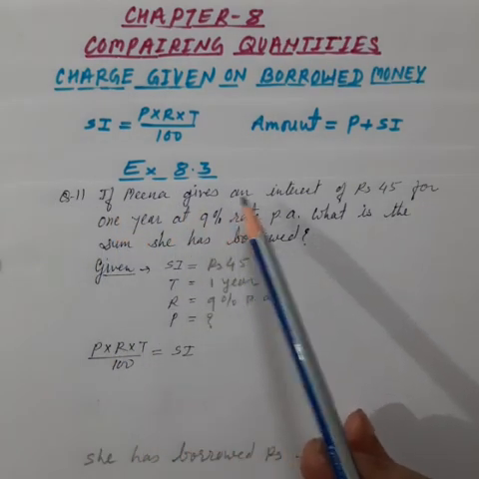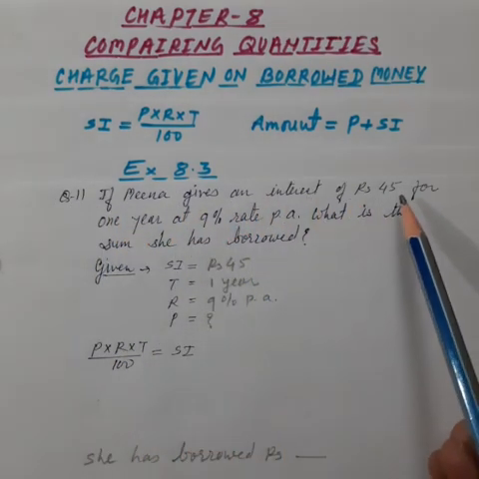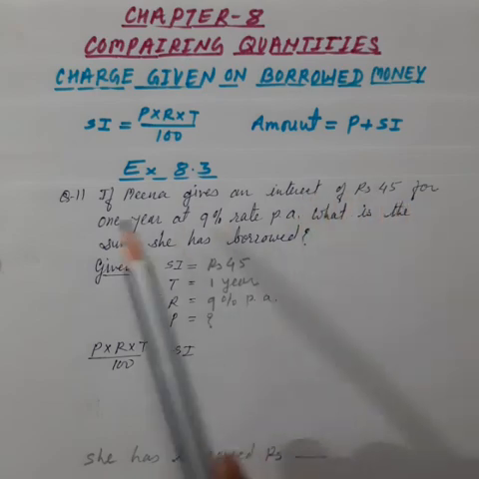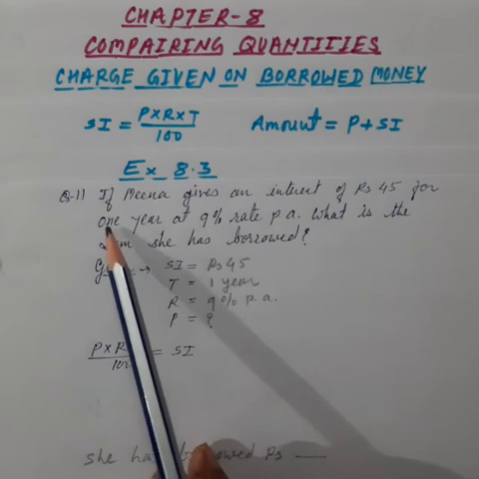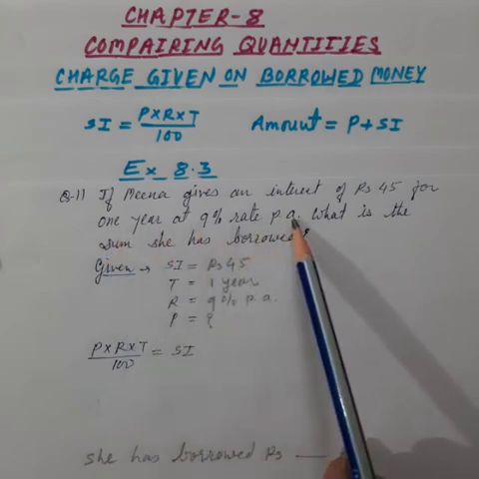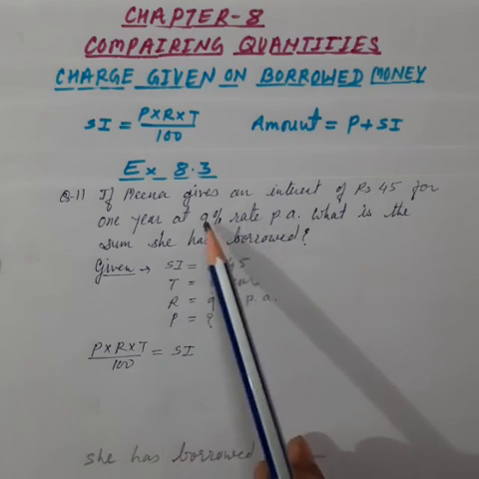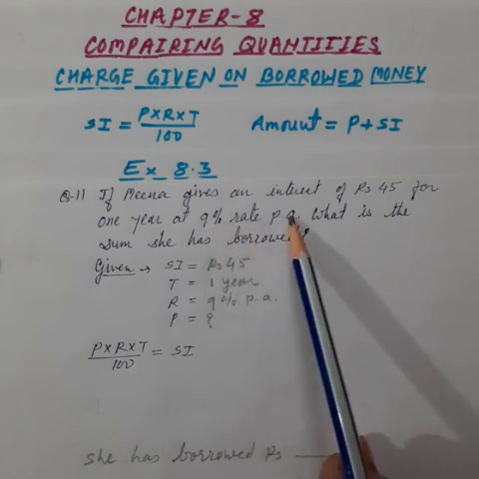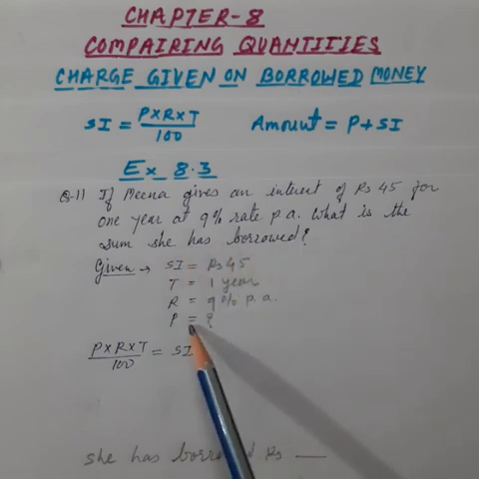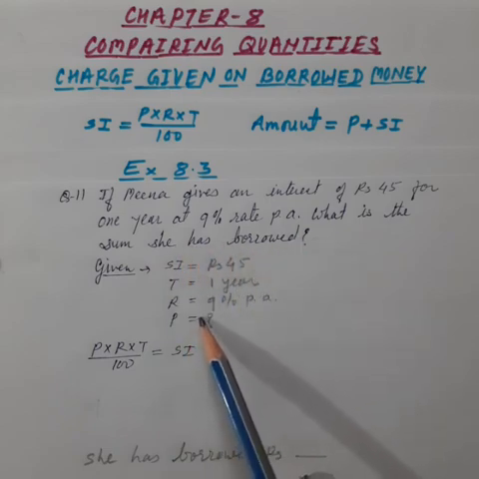Question 11. If Meena gives an interest of rupees 45, simple interest is given rupees 45, for 1 year, time is given 1 year, at 9% rate per annum. Rate is given 9% per annum. What is the sum she has borrowed? We have to find out the principal money she has borrowed.